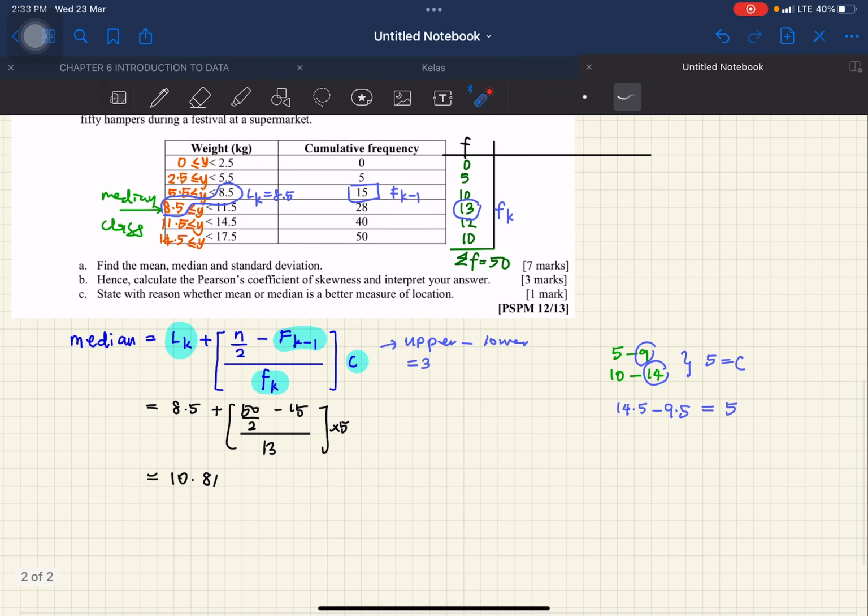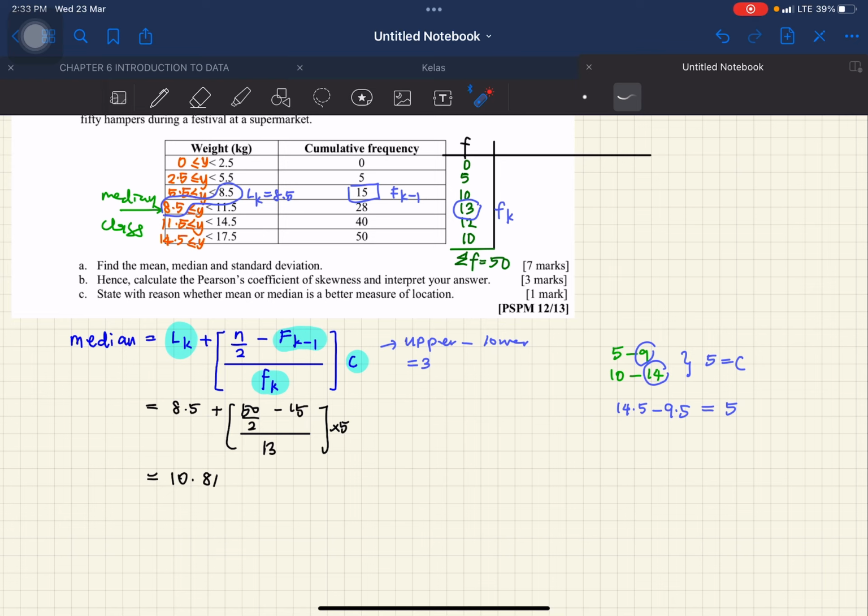Right, so I don't want to do on standard deviation. Okay, so saya terus lompat ke bahagian B. So soalan minta kita hence calculate the Pearson's coefficient of skewness and interpret your answer. So kita kena cari Pearson's coefficient of skewness and interpret your answer. Right, so soalan cakap hence dekat sini. So if you use the formula of mean minus mode, you will automatically get 0.